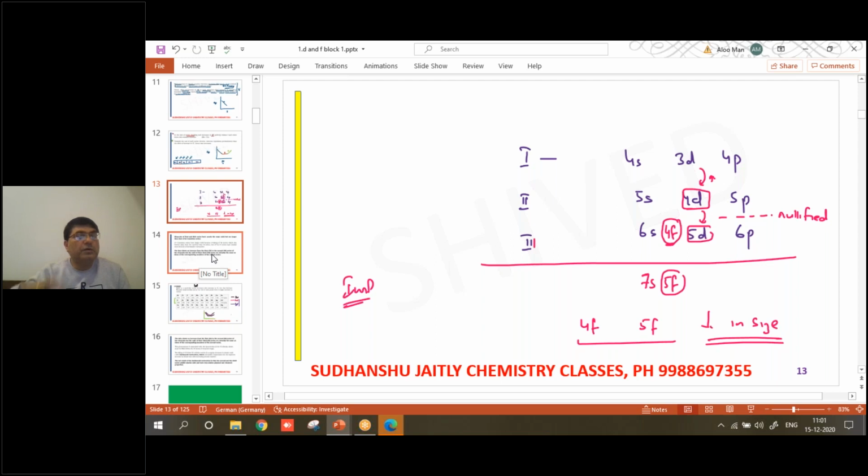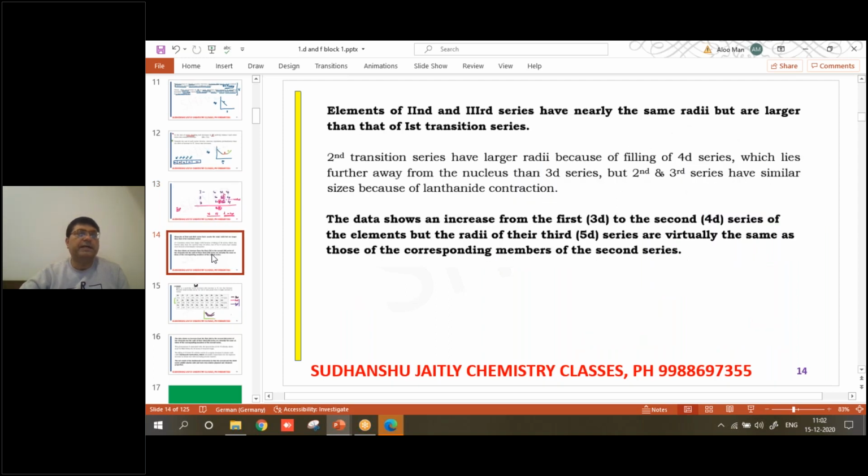Okay, two concepts. One, because of filling of 4F before filling of 5D, the size of the second and third transition series becomes almost constant. Second concept, 4F and 5F have even poorer shielding. Therefore, in 4F, as electrons 4F1, 4F2, 4F3 are being filled, the size keeps on decreasing. This is known as lanthanide contraction, and for 5F, the actinide contraction. This will become a separate concept.